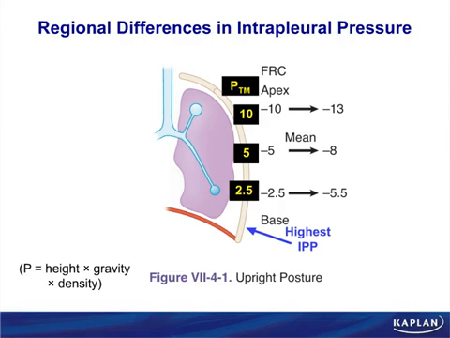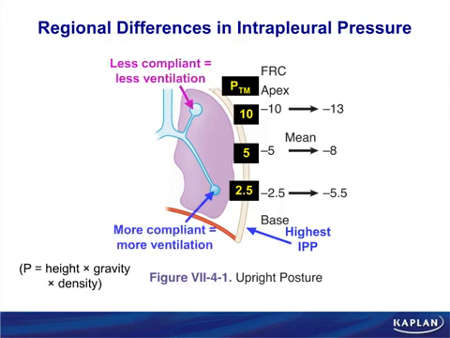All right, why do I bring this in? Because at the top of the lung, at the apex of the lung, we have a greater transmural, which means those alveoli are more distended. At the bottom of the lung, we have less transmural, therefore those alveoli are less distended. And hopefully when I said less distended and more distended, you immediately thought about the compliance aspect. The less distended alveoli at the base are going to be more compliant.